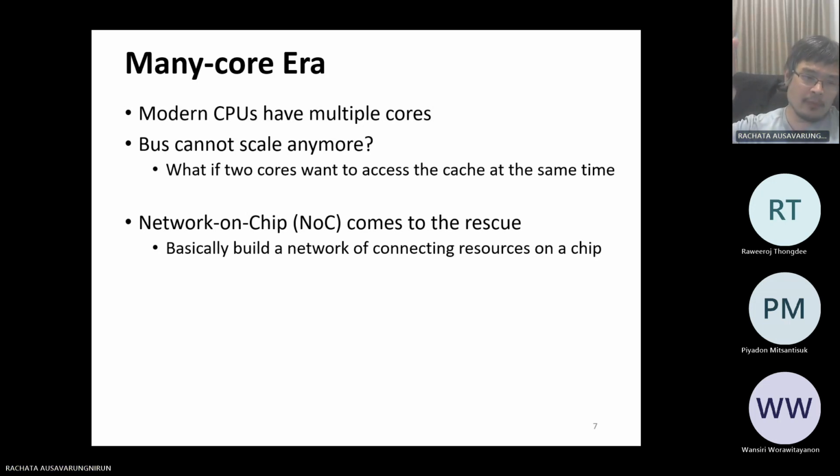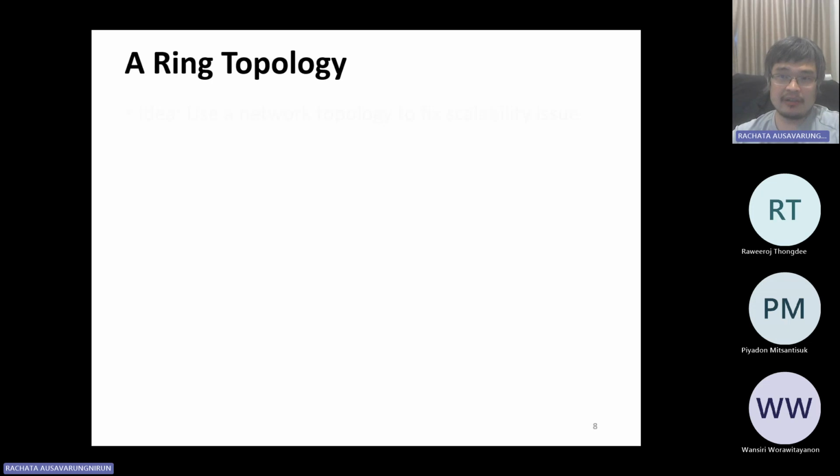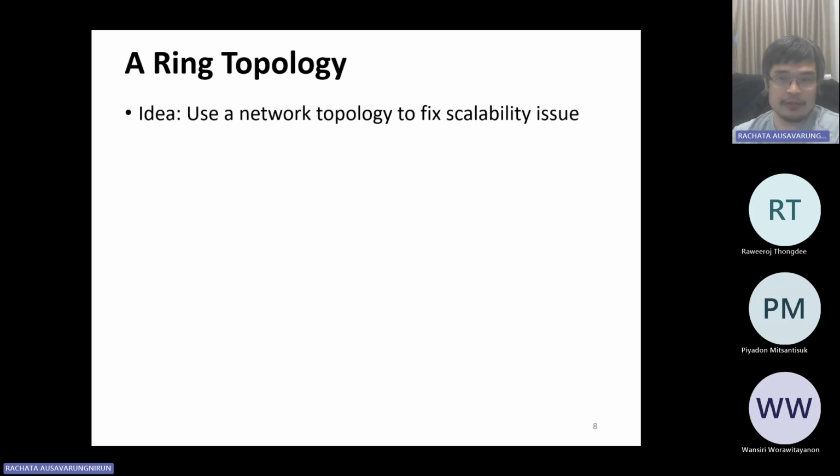Now, what we can do is bring in the concept that we learned a long time ago. How do we connect multiple computers together? Because a CPU is a computer. So can we apply the same concept? Can we build a network, but on the chip, right? So basically what we want to do is build a network that connects a bunch of things together. So I can start to use different network topologies to fix this scalability issue. And one of the simplest topologies I have is a ring topology.